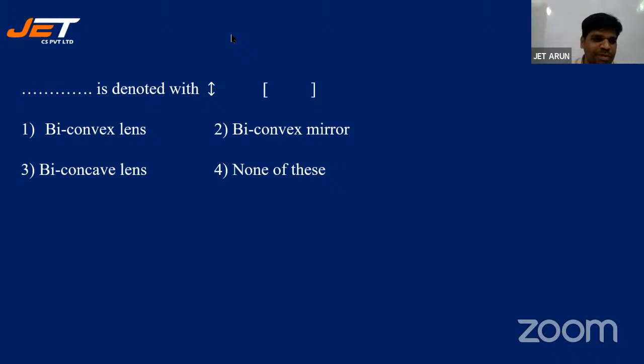Excellent. But I still see 5 to 6 students are not responding. I will take the names after a while. All right, let's look at the key. It's biconvex lens. Absolutely right, students. Let's go for the next one.